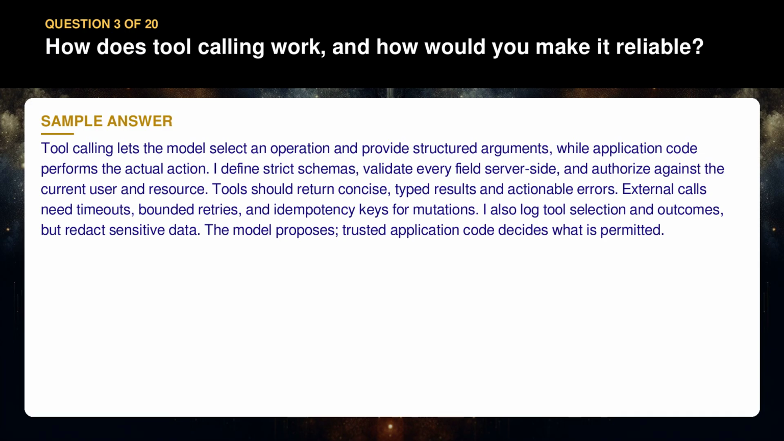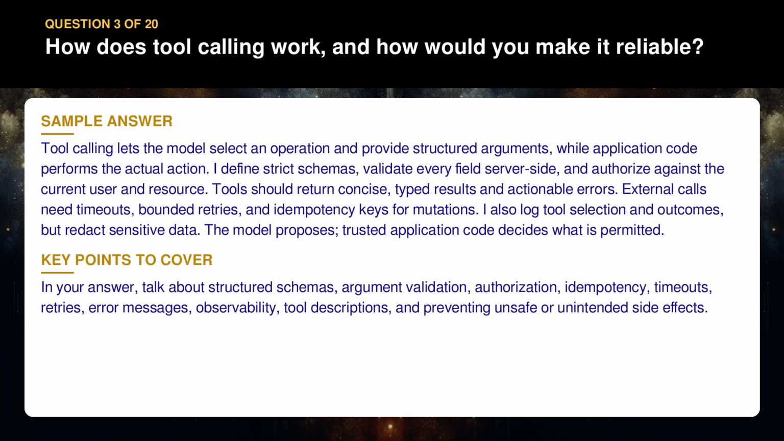External calls need timeouts, bounded retries, and idempotency keys for mutations. I also log tool selection and outcomes, but redact sensitive data. The model proposes, trusted application code decides what is permitted. In your answer, talk about structured schemas, argument validation, authorization, idempotency, timeouts, retries, error messages, observability, tool descriptions, and preventing unsafe or unintended side effects.